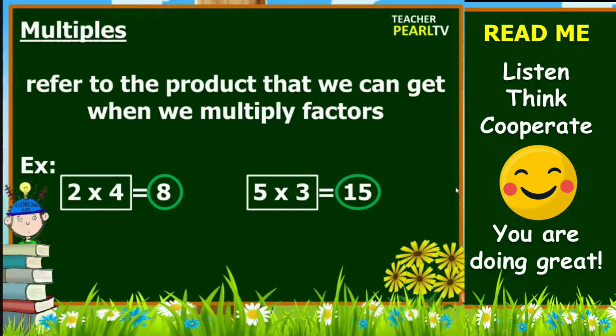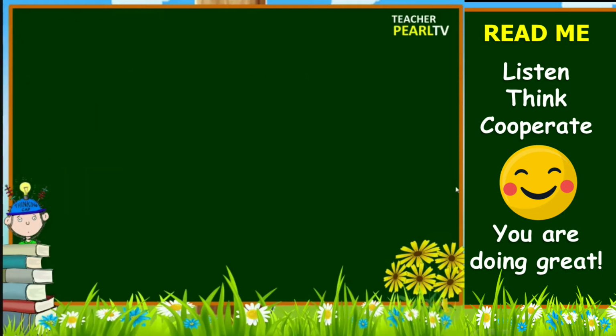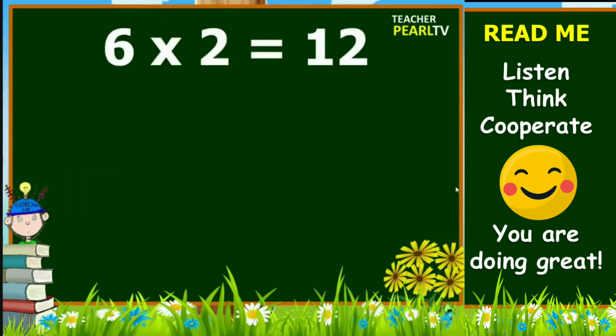If factors talk about the numbers that we multiply, multiples are the answers to the numbers that we multiply. Let's have some more examples. 6 times 2 equals 12. In this sentence, what is considered the multiple? "12", correct. 12 is a multiple of 6 and 2. Did you get it right?